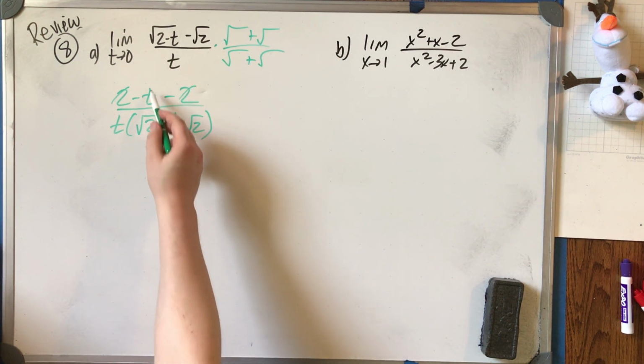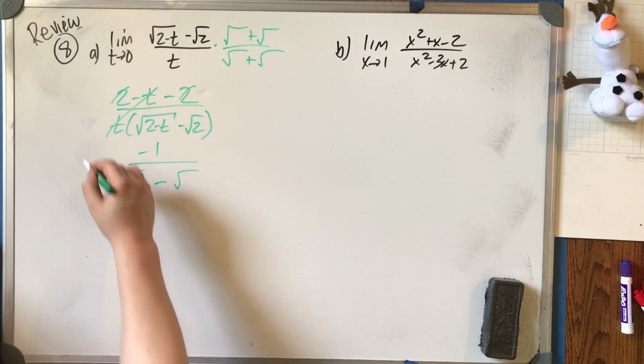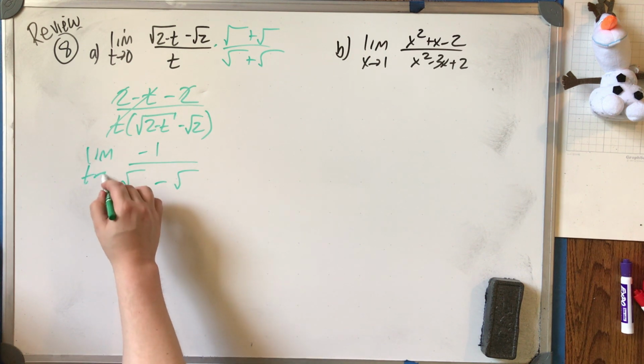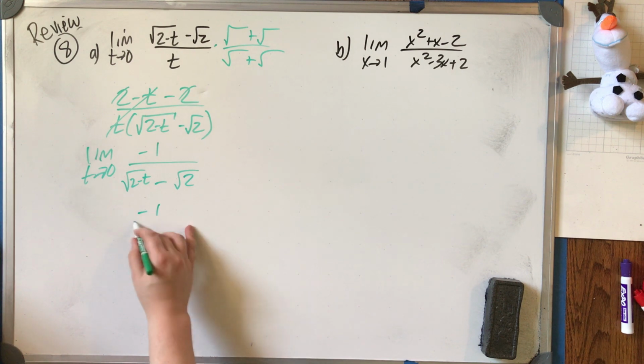The 2's are going to cancel. T's are going to cancel. I'm left with a negative 1 over the square root minus each other. And we're doing the limit as t approaches 0. Okay, so now we can direct substitute and see what we get. We'll get negative 1 over.